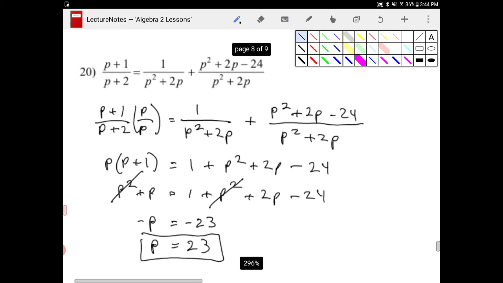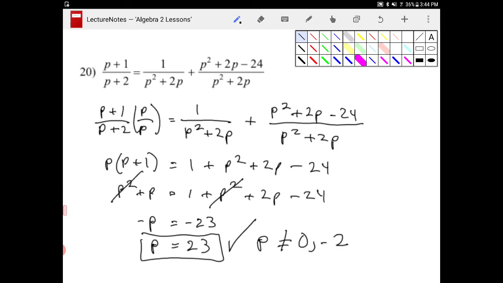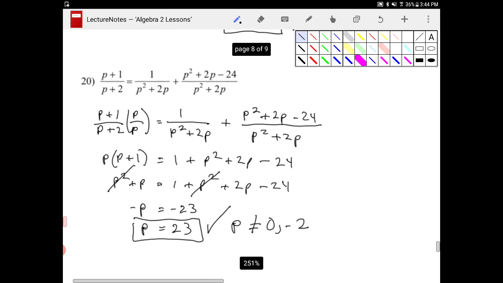And what can p not equal? p cannot equal 0 or negative 2. So I am in the clear. This answer is good. Okay.